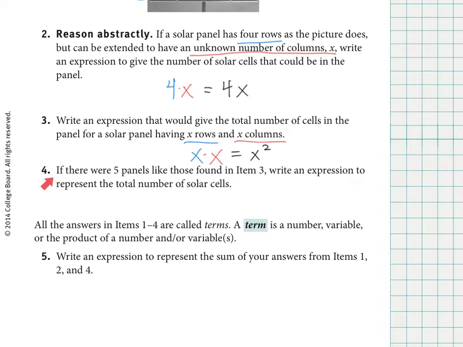Number 4 says, if there were 5 panels like those found in item number 3. So we have x rows and x columns, but let's say we had 5 different solar panels, 5 different sets of these x squared solar cells. It wants us to write an expression to represent the total number of solar cells. So we have one panel, which is x squared. We have another panel, x squared. We write this out 5 times.